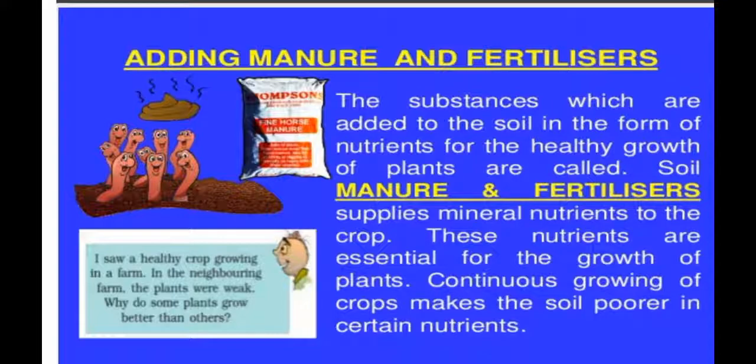So for proper growth they require nutrients. Every time we will not be using fertilizer. Sometimes we will go for a method called crop rotation. Through crop rotation, whatever nutrients were lost by the first crop can be replenished by planting leguminous plants or a cereal crop. So this practice also increases the nutrients in the soil.